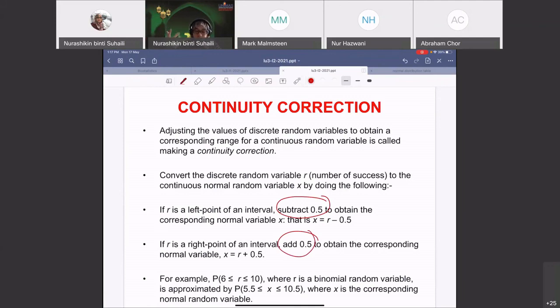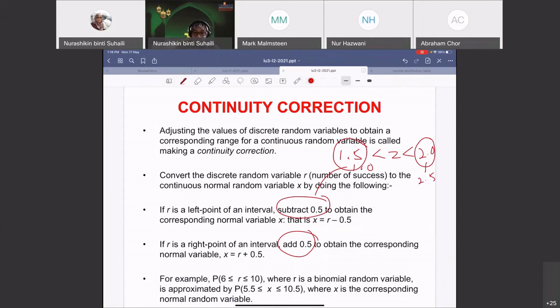We cannot apply it directly. For example, just now we had z between, let's say, 1.5 and 2. Here you have to do this continuity correction by subtracting and adding 0.5. So you shouldn't use the value of 1.5 actually, you should use 1.0, and for this one you should use 2.5. This is only for a case where you approximate the binomial data to normal distribution.